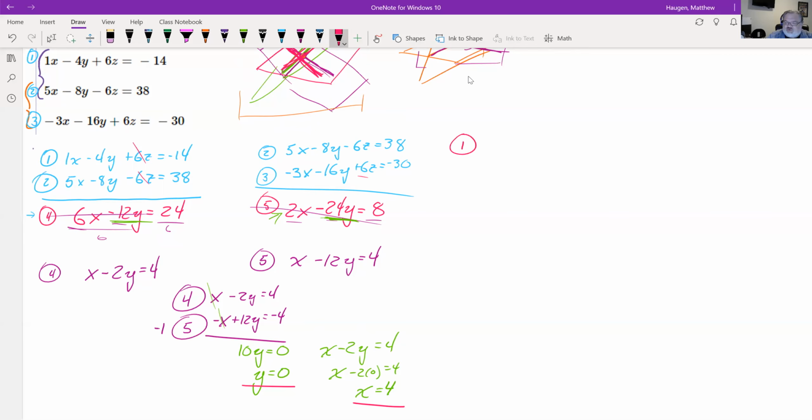So I'm going to take equation 1 and let X equal 4 and Y equal 0. So that would be 4 minus 4 times... oh, 4 is in this problem. Wait, that would be a 0. So not as many 4s. Plus 6Z equals negative 14. Did I copy that down right? So 4 plus 6Z is equal to negative 14. So 6Z is equal to negative 18. So Z is negative 3.